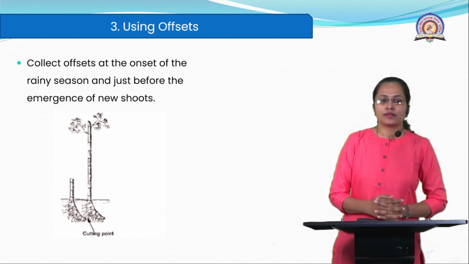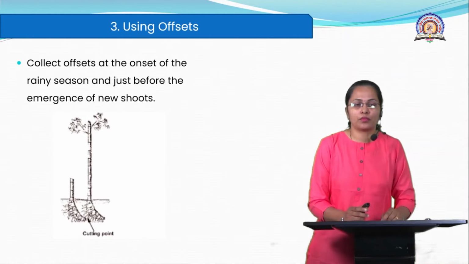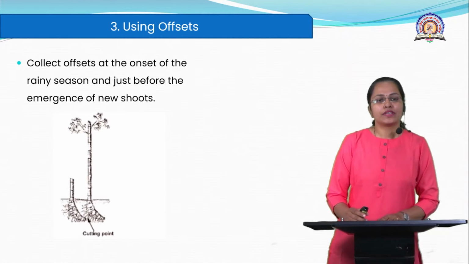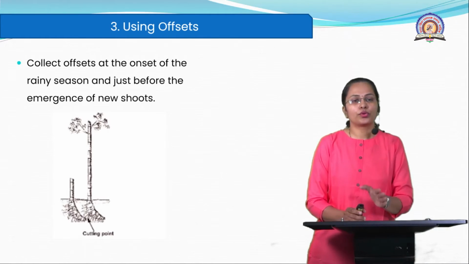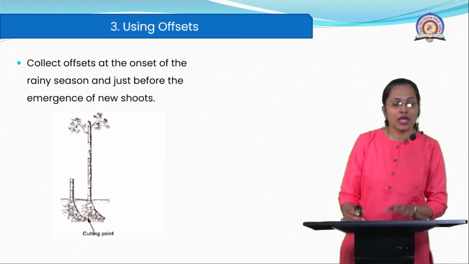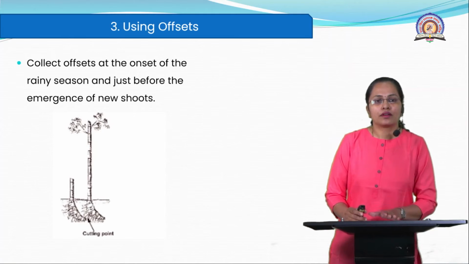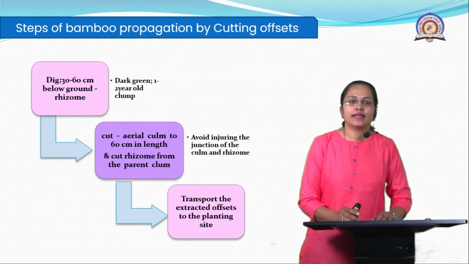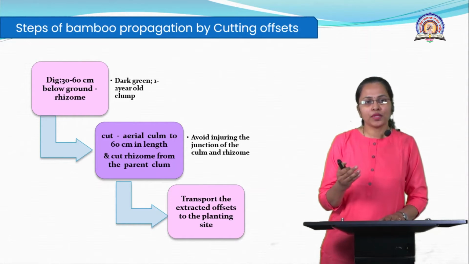In the diagram you can see that there is one larger shoot, which is the mother plant of the bamboo, and near that mother plant there is a small offset, which is exactly similar to the mother plant and has the capacity to grow into a new plant, but is still attached to the mother plant. By collecting such an offset in the rainy season, we can get a new shoot. So we'll see the exact steps to use these offsets for the production of bamboo plantlets.